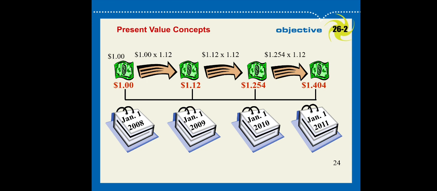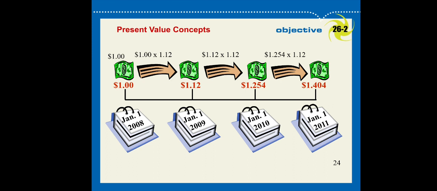So the thing that you can see here is, on 1st of January 2008, the future value of your $1 at 12% interest in 4 years equals $1.40. That is the future value. The future value of $1 in year 4 at 12% interest is $1.40. But the present value is the opposite.